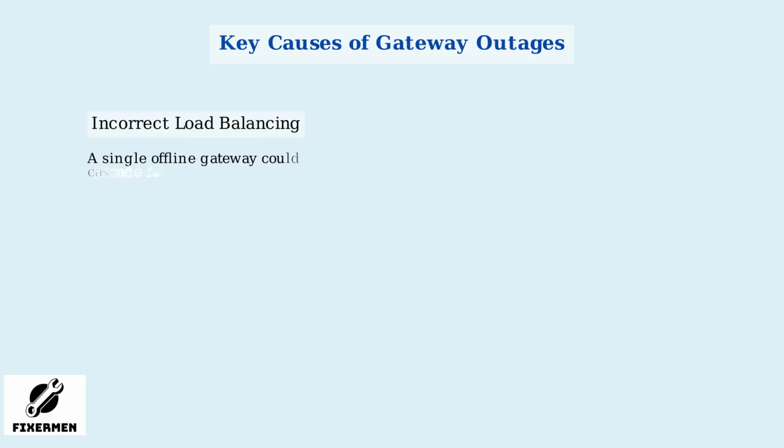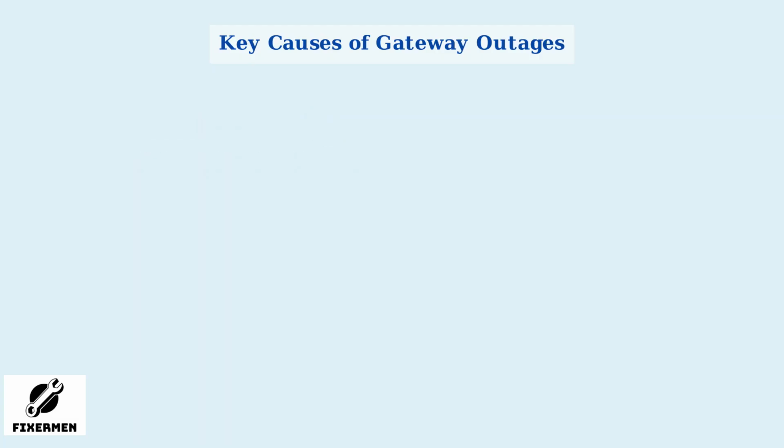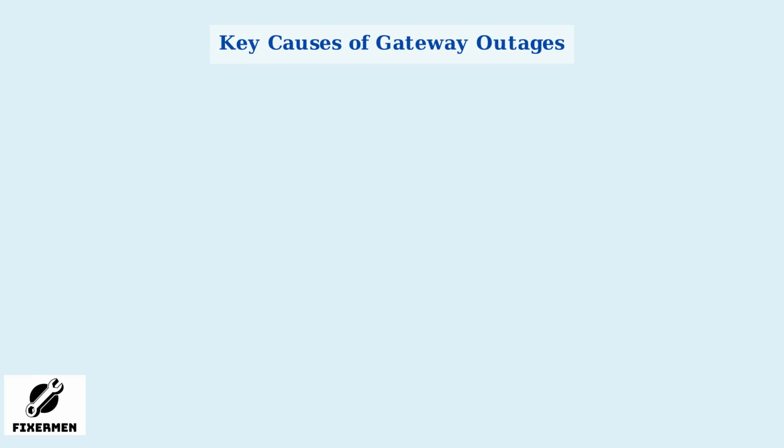Incorrect load balancing could cause a single offline gateway to affect millions. Without dynamic rerouting, traffic couldn't automatically divert around faulty nodes, leading to widespread outages. Cyber attacks were also a concern and continue to be addressed. Vulnerabilities in gateway software could be exploited, leading to intentional offline states or data breaches. T-Mobile has been proactive in identifying and mitigating these causes with software updates, hardware upgrades, and enhanced security measures. These efforts include AI-driven monitoring and redundant systems.